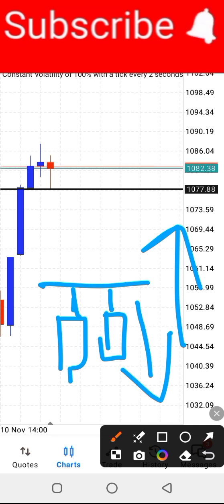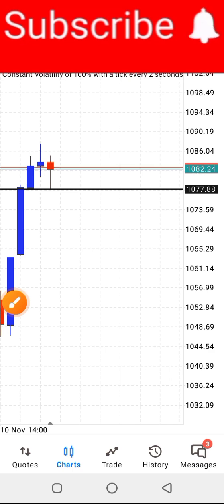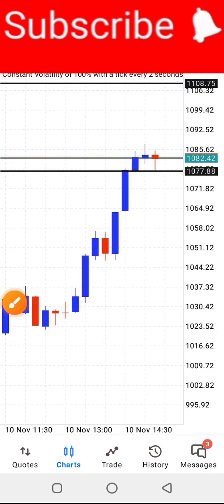So then you can now know how you want to manage your trade, whether you want to shift your stop loss to break even, whether you want to move your stop loss to lock in some profit, etc. So look at this bullish momentum right here.